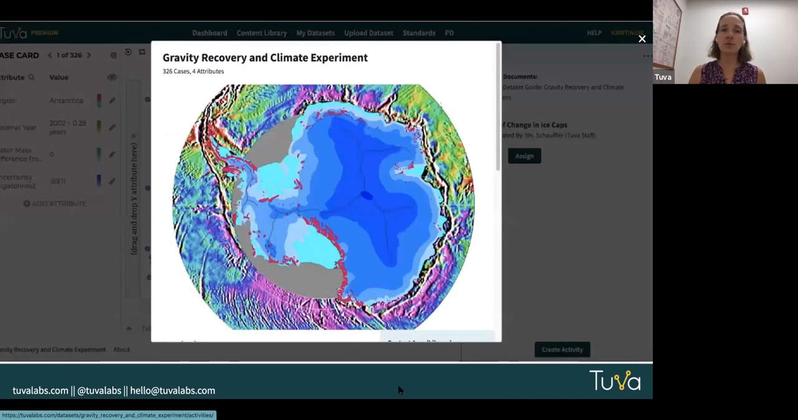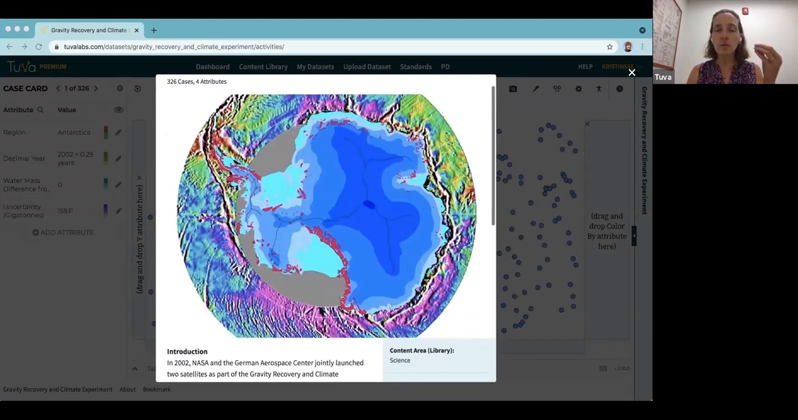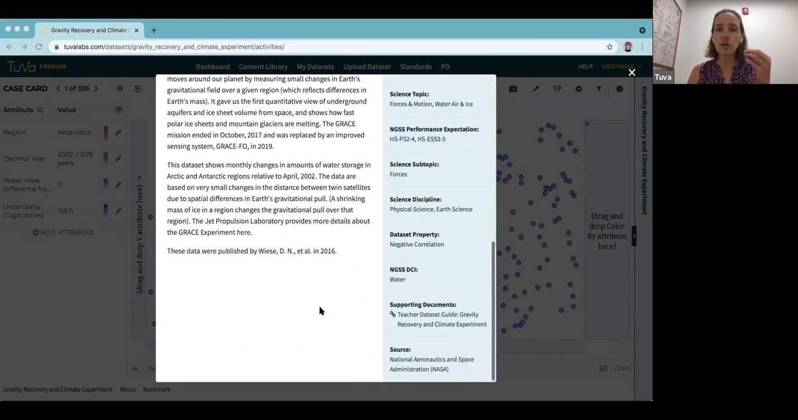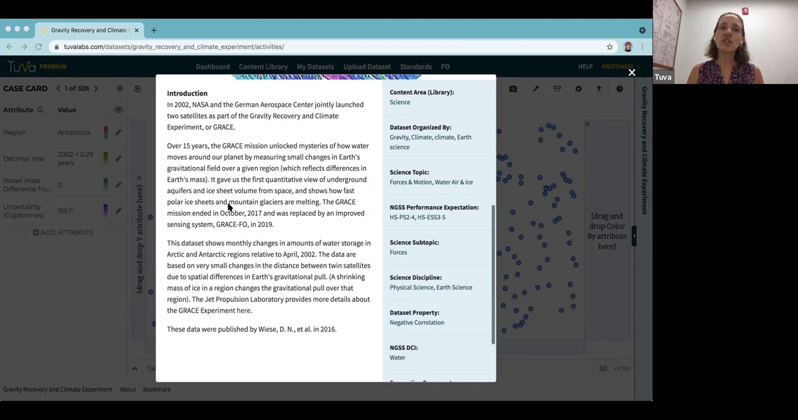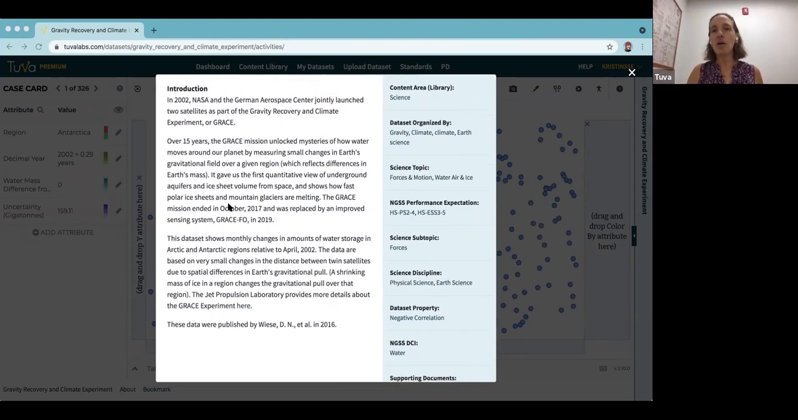So what we can do is work with this data set within Tuva to get at this with our students, and let's orient to what's going on in this data set. First, who collected these data? These data were collected by NASA. They were collected by the GRACE mission, which is this great acronym for the Gravity Recovery and Climate Experiment, in which satellites orbiting our Earth were taking measurements of how much water there was. This is helpful context to understand what we are looking at.